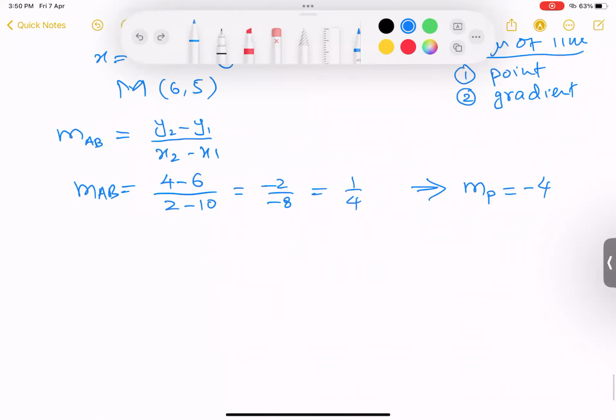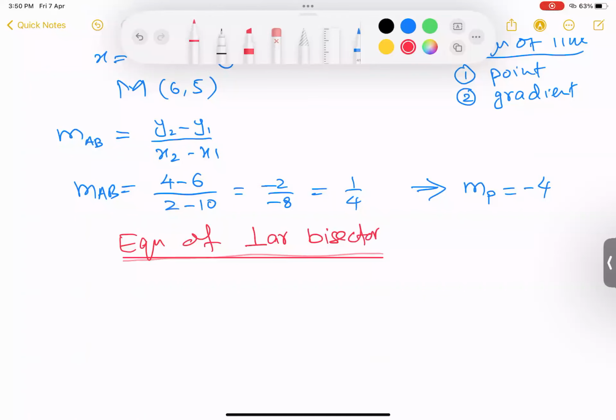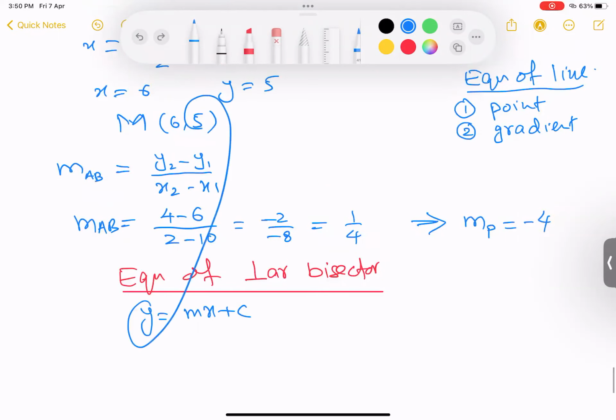So I will use now the equation of the perpendicular bisector. This is shortcut writing, this is called perpendicular and then bisector. So what is the formula? We have the formula y equals mx plus c. So I will use this point, which will behave as x and y. So 5 is coming here and the m value is -4.